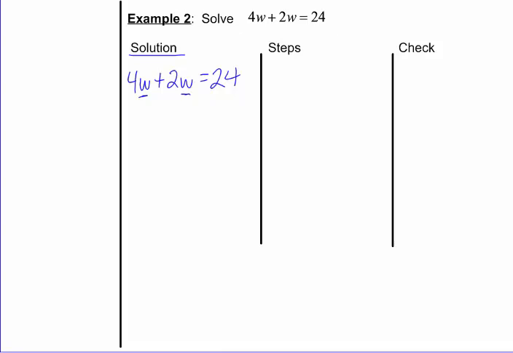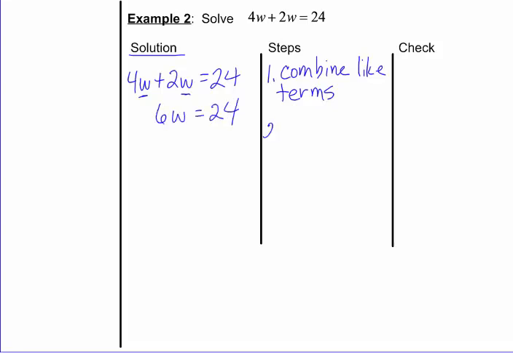So in this case, we have to combine like terms first. You can't get the variable all by itself if there's two of them. Since the variables are exactly the same, a w and a w, we can combine them. 4w plus 2w is 6w.